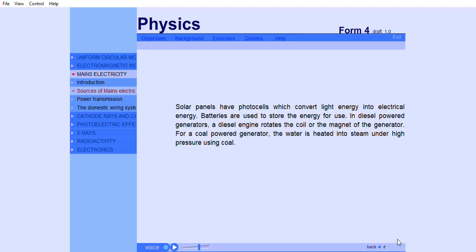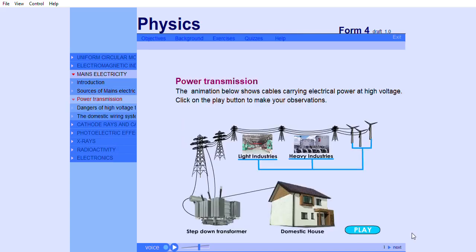Solar panels have photocells which convert light energy into electrical energy. Batteries are used to store the energy for use. In diesel-powered generators, a diesel engine rotates the coil or the magnet of the generator. For a coal-powered generator, water is heated into steam at high pressure using coal. The animation below shows cables carrying electrical power at high voltage. Click on the play button to make your observations.